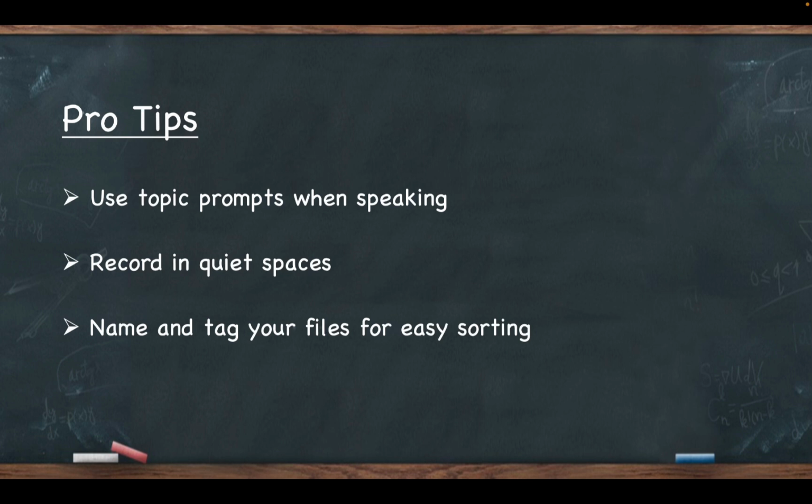Secondly, record in quiet places so that your transcription software is not getting the wrong noise or is not finding it difficult to hear exactly what you're saying, and also so that you can hear yourself. It's very important that you hear yourself. Lastly, name and tag your files for easy sorting. Title of the book, chapter 1.1, chapter 1.2, chapter this, chapter that. So basically, tag your files so that you know exactly where what is.